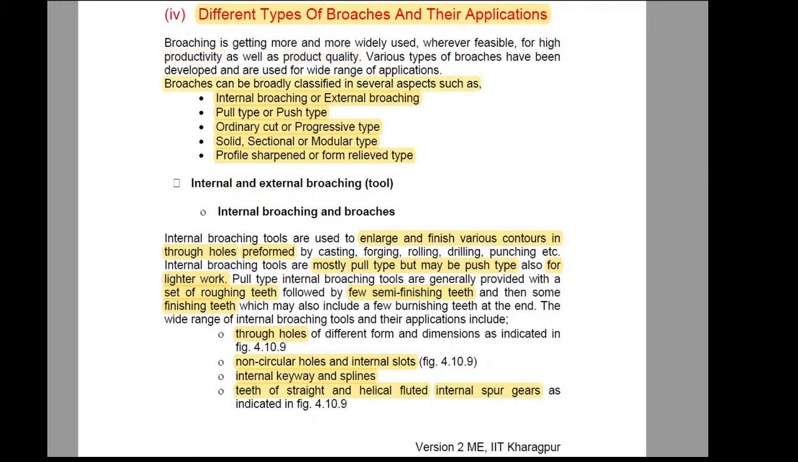The broaching tools are basically classified into the following types: internal broach and external broach, push type broach and pull type broach, ordinary cut and progressive type broaches, solid, sectional and modular type broaches, profile sharpened or form relieved type broaches. Let us discuss each of them.